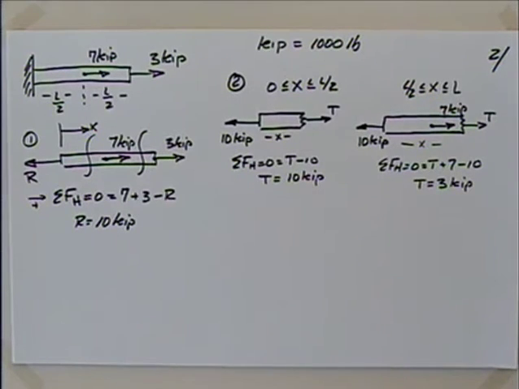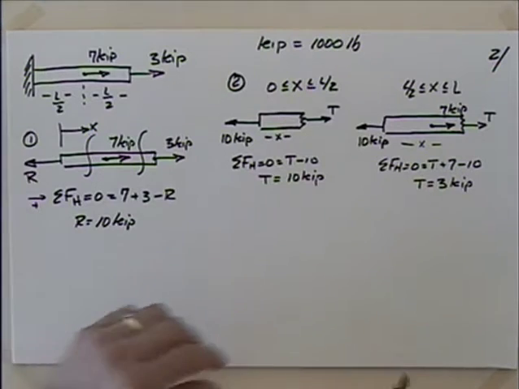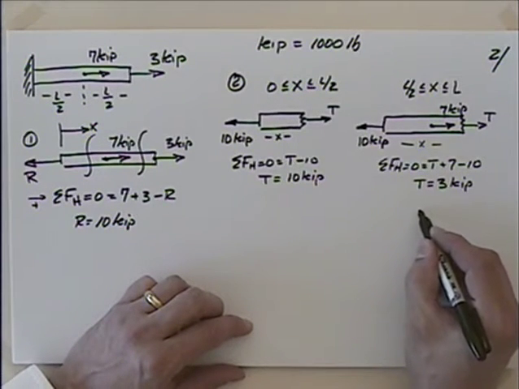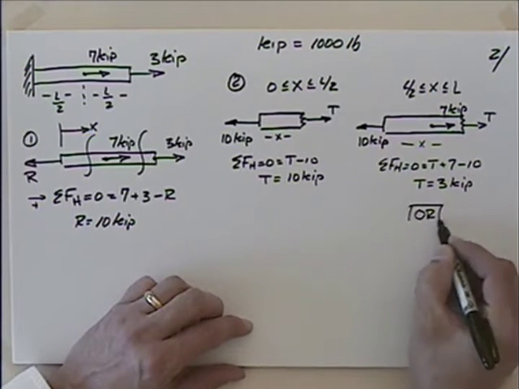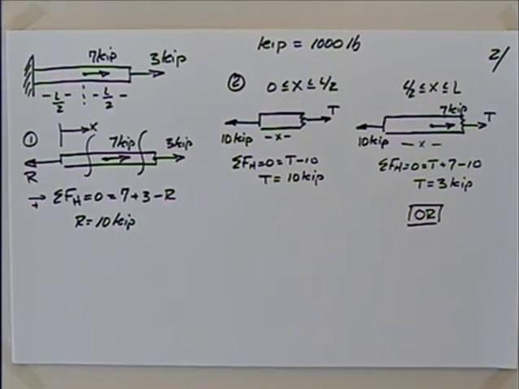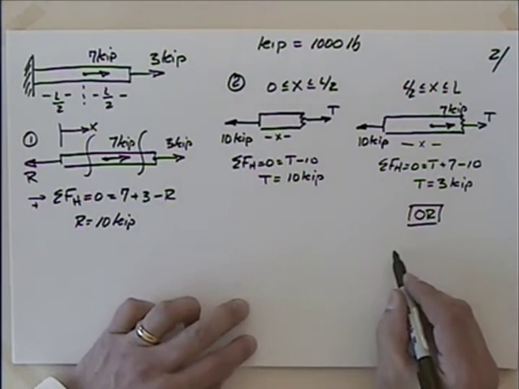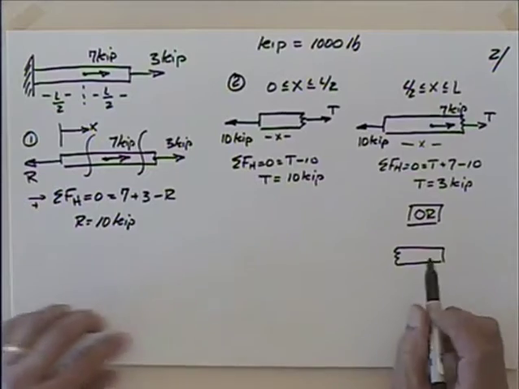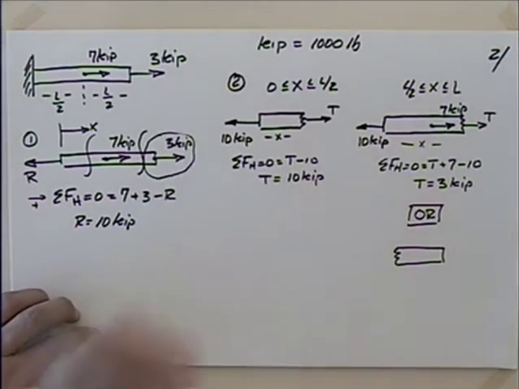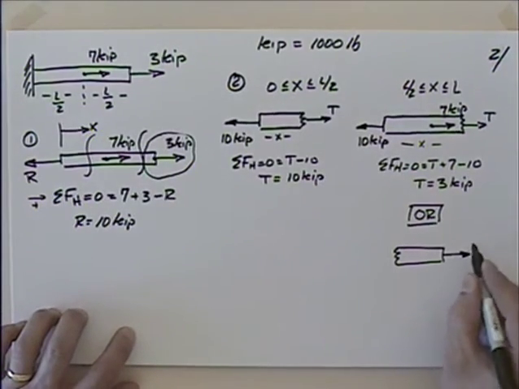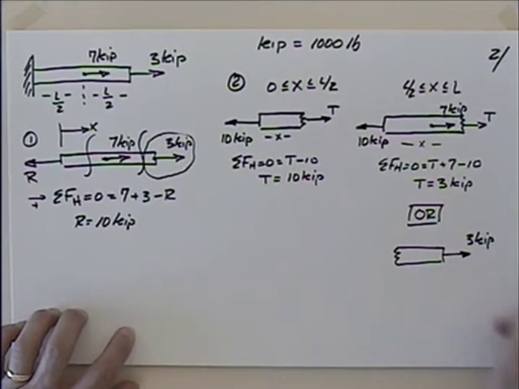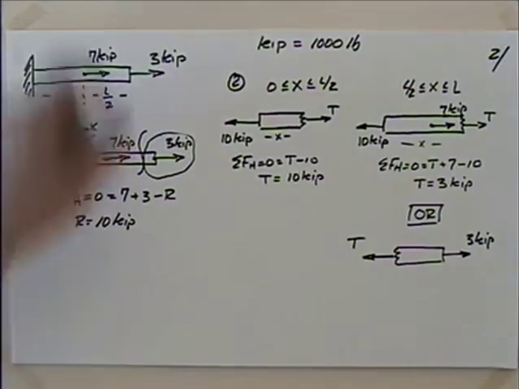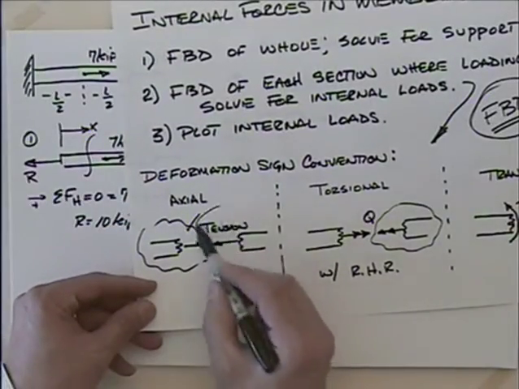Okay, and that's fine, and a lot of you will probably pursue it happily that way. Another possibility, of course, so I'll put "or." You probably wouldn't have to do both of these unless you wanted to check your work. But we could, if we wanted to, look at the right-hand side. So I come over here and I look at the right-hand side of this thing. And I have 3 kips, and I have the internal tension. Now I need to draw it that way, because that's what my deformation sign convention says. I am now looking at this piece, right?